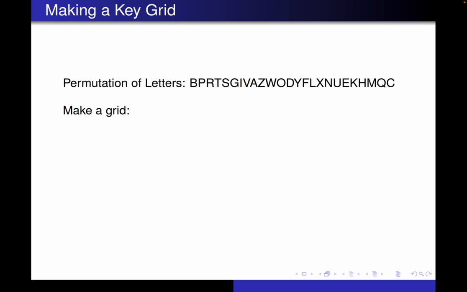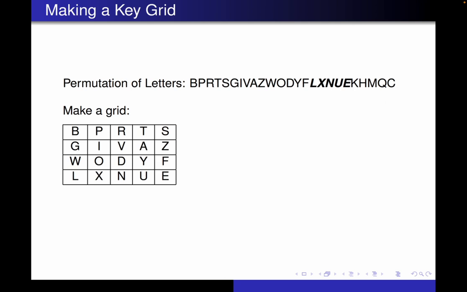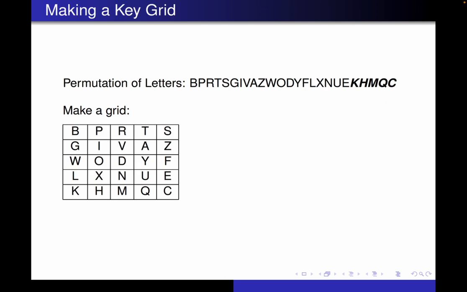So we're going to make a grid out of those letters. And what we're going to do is just go row by row, taking the letters in order of the permutation. So for the first row, we take the first 5 letters, B, P, R, T, S. For the second row, we take the next 5 letters, G, I, V, A, Z. Then the next 5 letters, then the next 5 letters, and then the next 5 letters. So that gives us our grid, very similar to what we did back in the Playfair cipher.